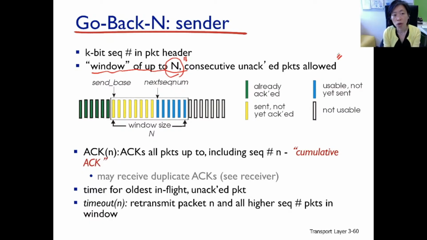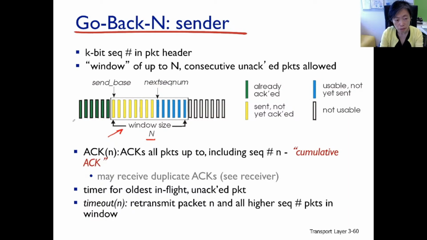In Go-Back-N, this is the number of consecutive unacked packets allowed. It's also illustrated here. From the first packet in flight to the last packet in flight, the max range is N. So at any given point in time, we allow only up to N packets being in transit, not yet acknowledged. And so you see here, this thing is also called the sending window, and N here is the sending window size.